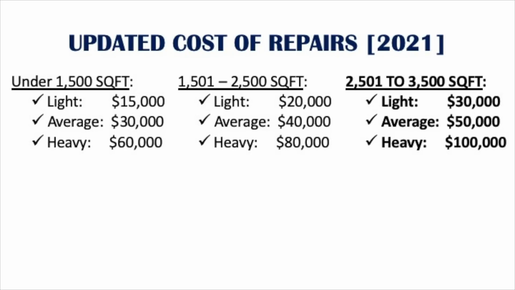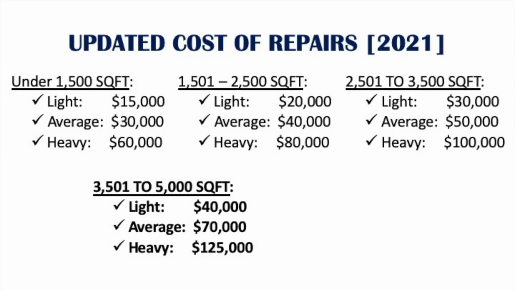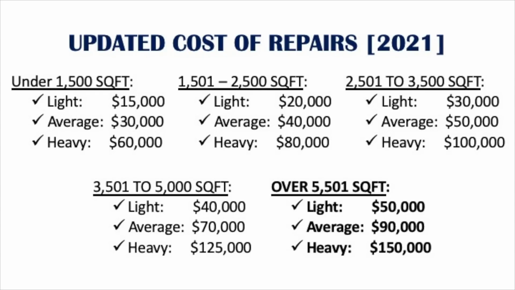For homes 2,500 to 3,500 square feet, a light carpet paint rehab costs $30,000, an average carpet paint kitchen bath rehab costs $50,000, and a heavy complete gut rehab costs $100,000. For homes 3,500 to 5,000 square feet, a light carpet paint rehab costs $40,000, an average carpet paint kitchen bath rehab costs $70,000, and a heavy complete gut rehab costs $125,000. And for homes over 5,500 square feet, a light carpet paint rehab costs $50,000, an average carpet paint kitchen bath rehab costs $90,000, and a heavy complete gut rehab costs $150,000.